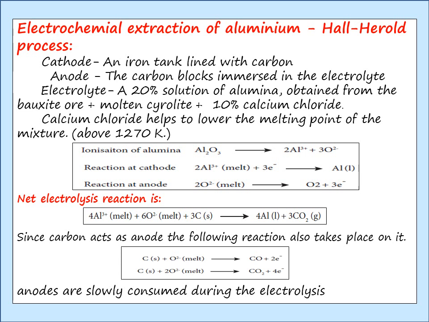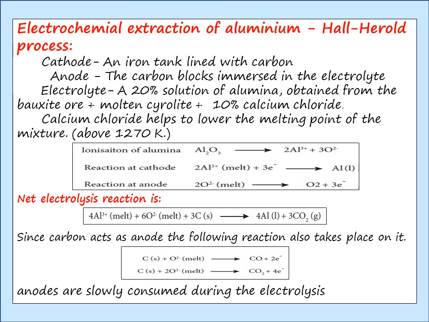The Hall-Héroult process of extraction of aluminium is an electrochemical method. We take the cathode as an iron tank lined with carbon. The anode is nothing but carbon blocks immersed in the electrolyte. The electrolyte used is alumina, which we got from bauxite ore. To that we add molten cryolite, and we add 10% calcium chloride. This calcium chloride is added to lower the melting point to about 1270 Kelvin.